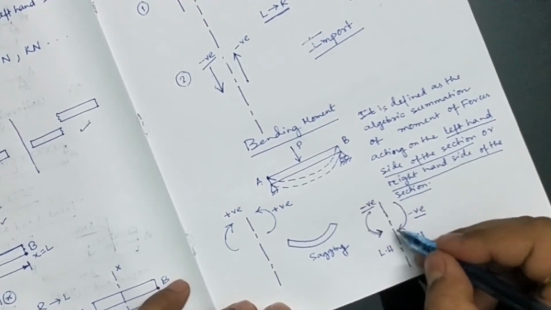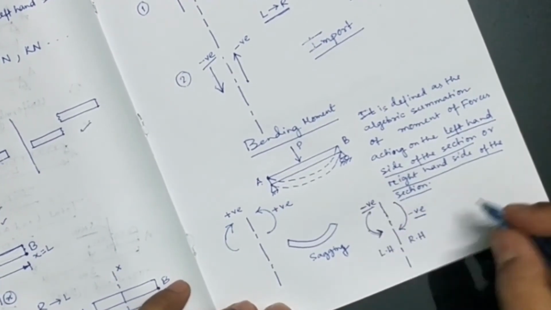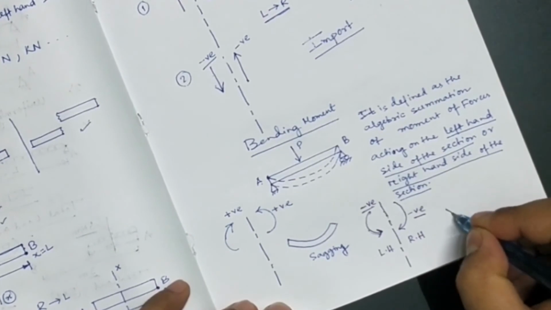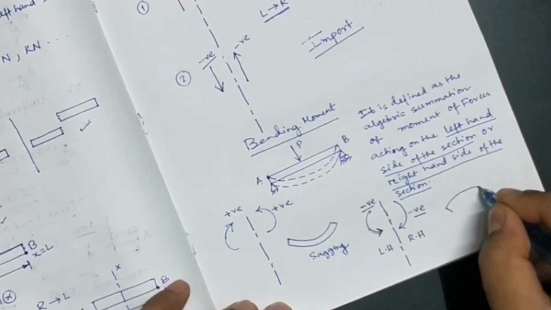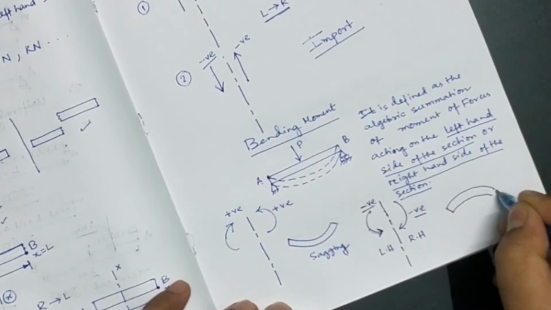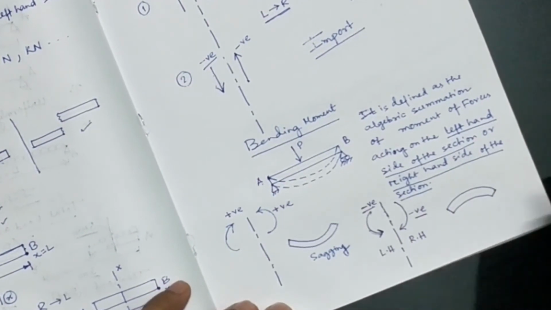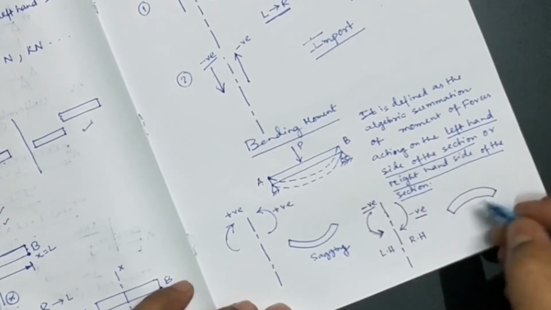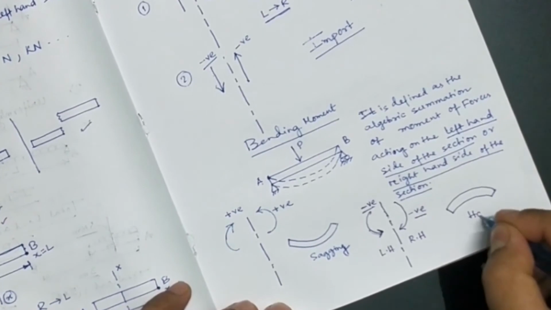This is due to the application of these moments, and hogging of the beam is noticed. Hogging means the beam after the application of the moments will look like this. This is known as hogging.